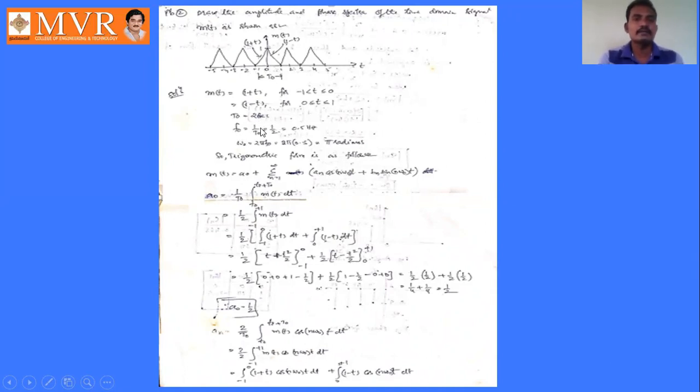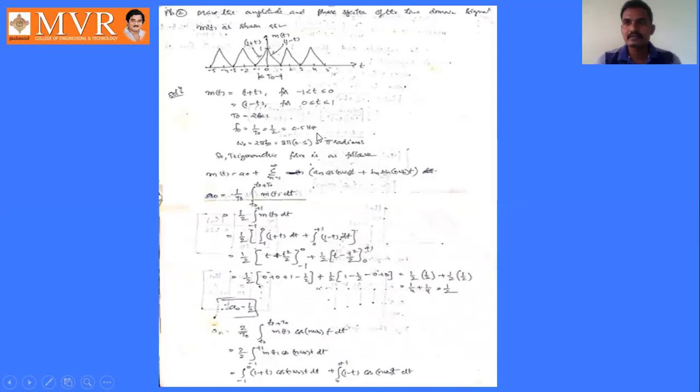So f naught becomes 1 by T naught, that is 1 by 2. It is 0.5 hertz. So fundamental frequency is 0.5 hertz. Here this given function is expressed in two functions. From -1 to 0 its value is 1 plus t, m of t is 1 plus t, and from 0 to 1 its value is 1 minus t. See, m of t equal to 1 plus t for -1 less than t less than 0. Similarly, m of t equal to 1 minus t for 0 less than or equal to t less than or equal to 1. Okay, and T naught is 2 seconds, f naught is 1 by 2, that is 0.5 hertz.